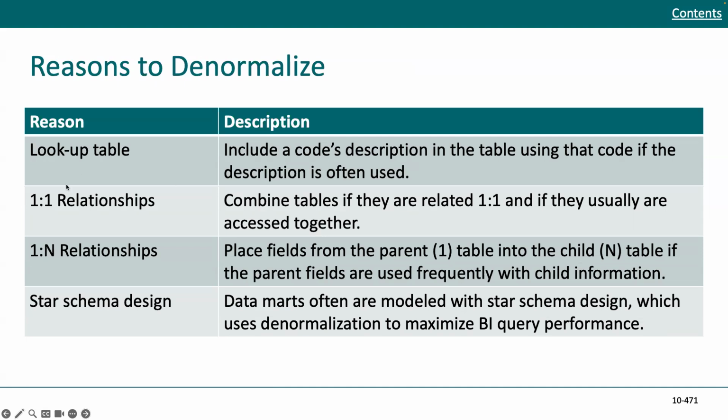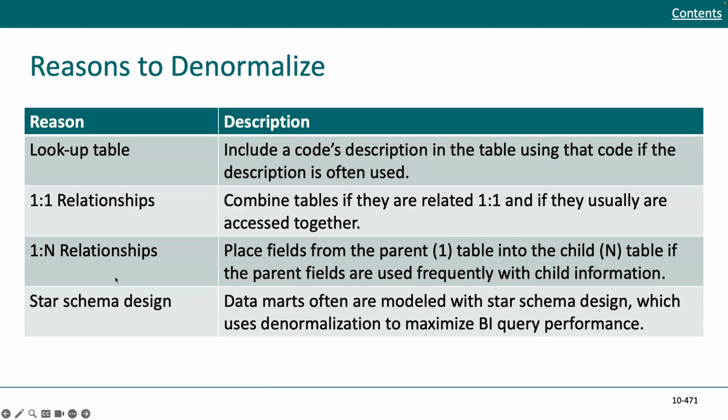Number one, to the lookup table, we include the code's description of the table, using that code if the description is often used. For one-to-one relationships, combine the tables if they're related one-to-one, if they usually are accessed together. That's going to help us with increasing the speed.